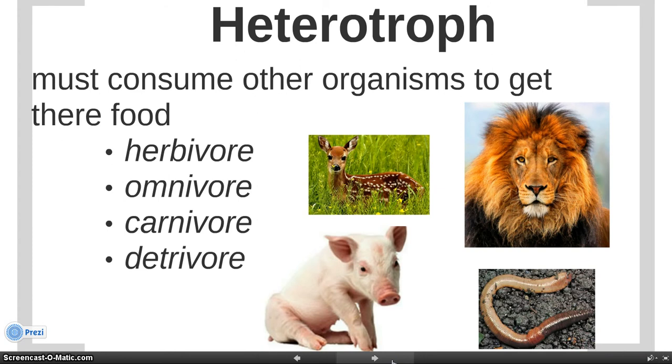Opposite are heterotrophs. They must consume other organisms to get their food. There are herbivores, omnivores, carnivores, and detritivores. An herbivore is the deer, since it can only eat plants. An omnivore is the pig, because it can eat plants and other organisms. The carnivore is the lion, because it can only eat other organisms, some kind of meat. And finally, the worm is a detritivore because it breaks down dead organic matter.